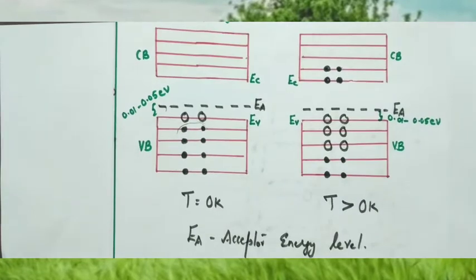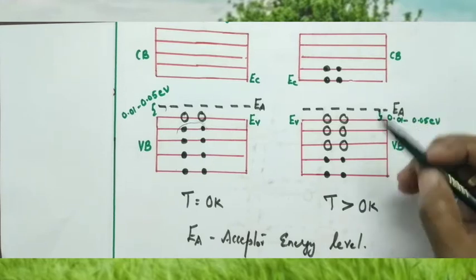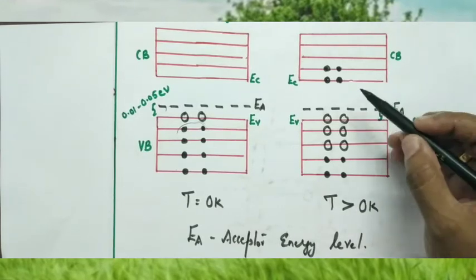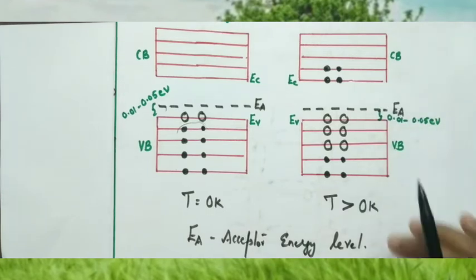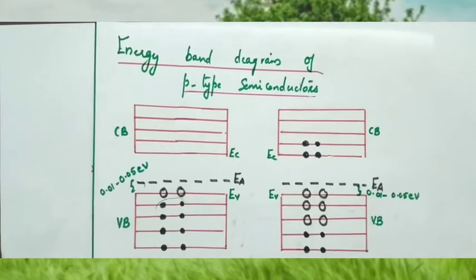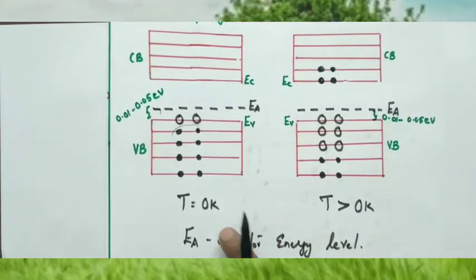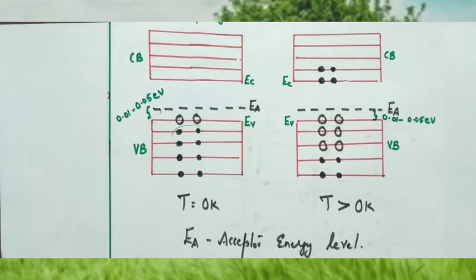Okay, as in the n-type semiconductor, here also what happens to the energy level by doping? The energy level decreases. Clear, children? So this represents the energy band diagram of a p-type semiconductor at temperature equal to 0 Kelvin and temperature greater than 0 Kelvin.